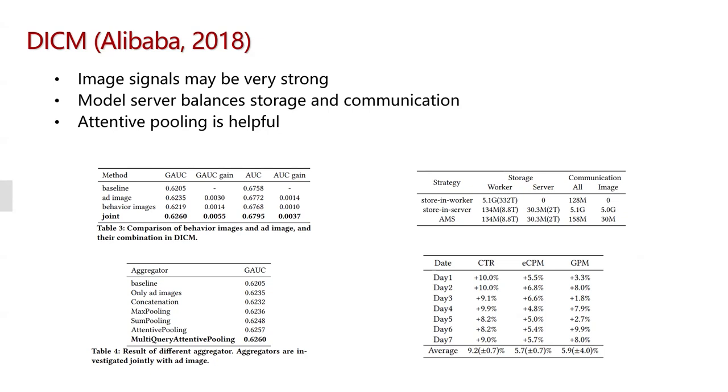And from the ablation study on the aggregator, we can see that usually attentive pooling is really helpful. But the performance difference between the standard attentive pooling and the multi-query attentive pooling is usually not so significant. So we can see that if your data is sufficiently large and your model is actually very strong, the difference between different attention mechanisms may not be so significant.